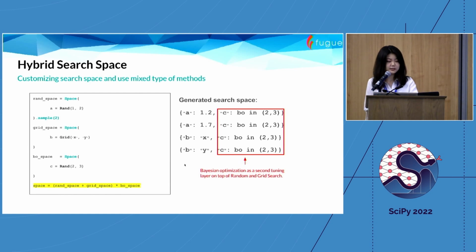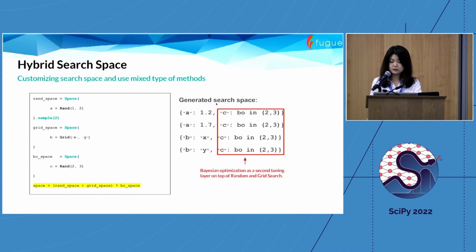All right, here comes the amazing part. We're putting different types of space together. This is only feasible using Tune, because Tune allows users to define hybrid search spaces using these simple space operations. For example, here we define a random space for parameter A and a grid search space for parameter B. And we can use the plus sign to take the union of these two spaces. We also defined a Bayesian optimization space for parameter C, and here we're multiplying this Bayesian optimization space with the union of random and grid search space.